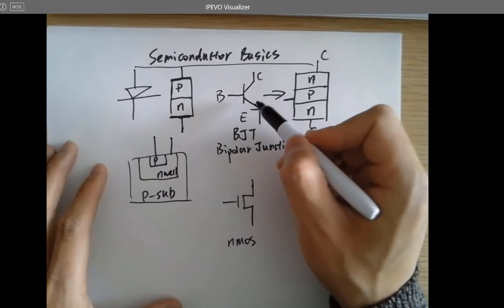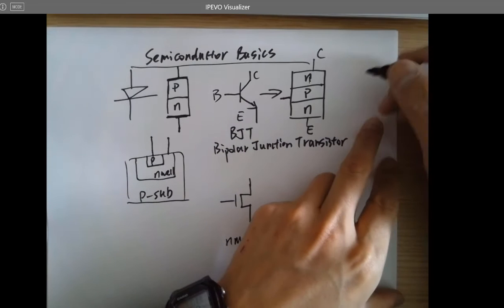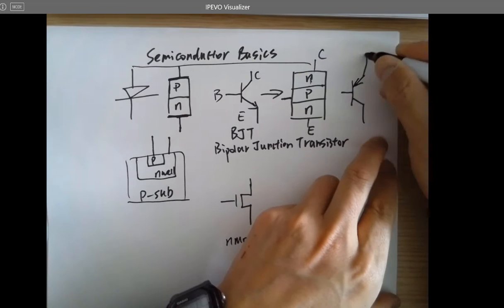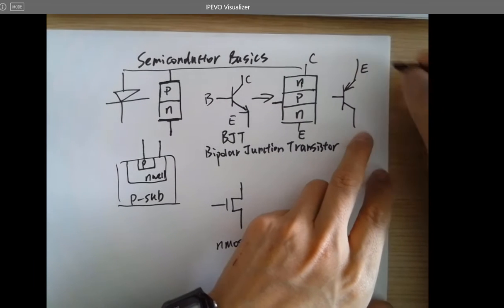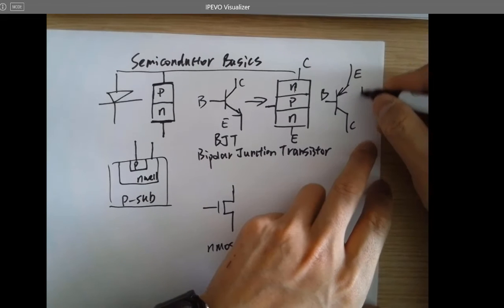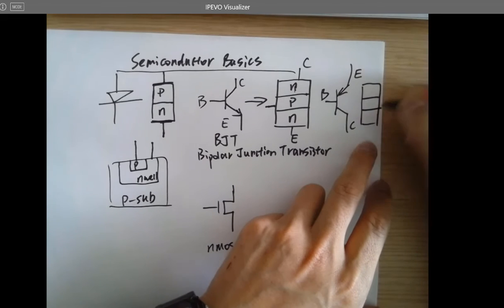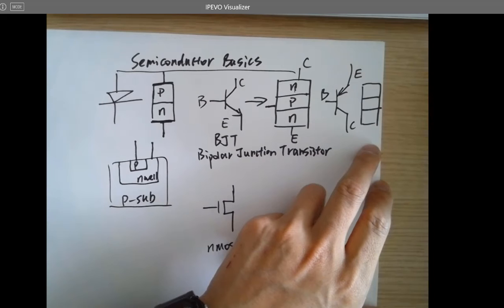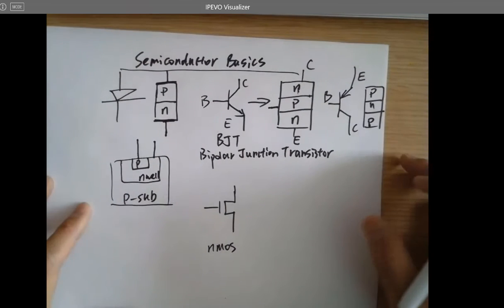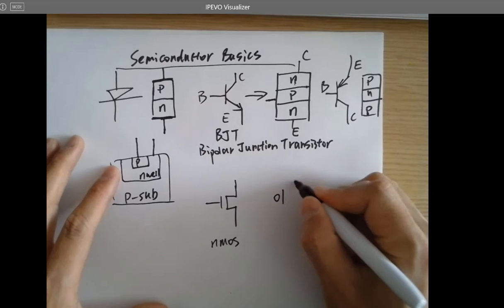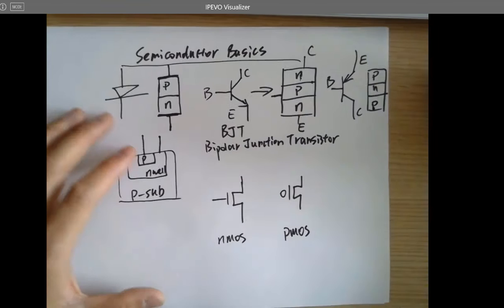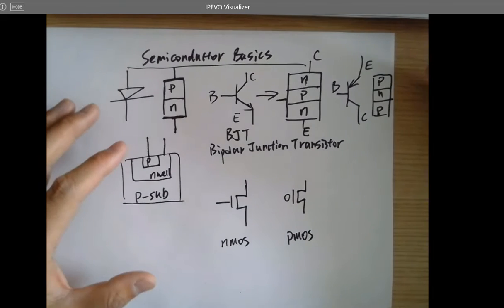The counterpart of the NPN is called PNP. It looks like this. Okay, and here's the emitter, here's the collector, here's the base. And it has 3 different junctions, 3 different pieces being combined together. There's P and P. So these are all the transistors that we are going to use in modern microelectronics.